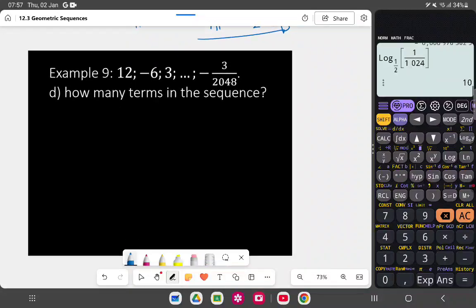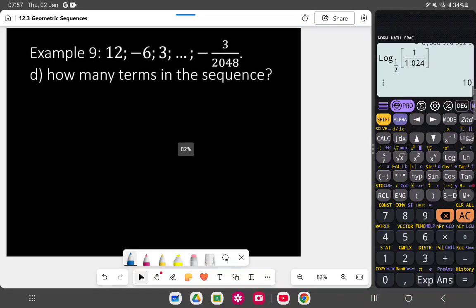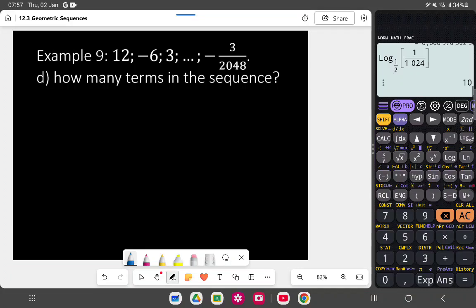Last question on example 9. How many terms are there in the sequence? So this one's new. The other three were the same for example 8. But this one's new. How many terms? Okay, how do we decide on this? Now, I'm going to remind you that we know that there's a last term, but we don't know which term that is. This is still very much term n for us.